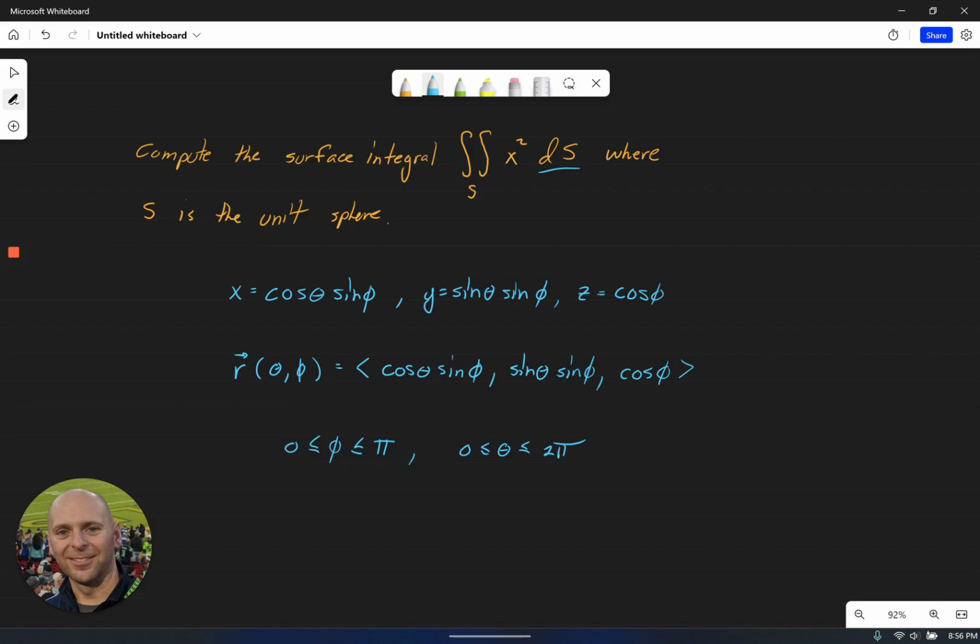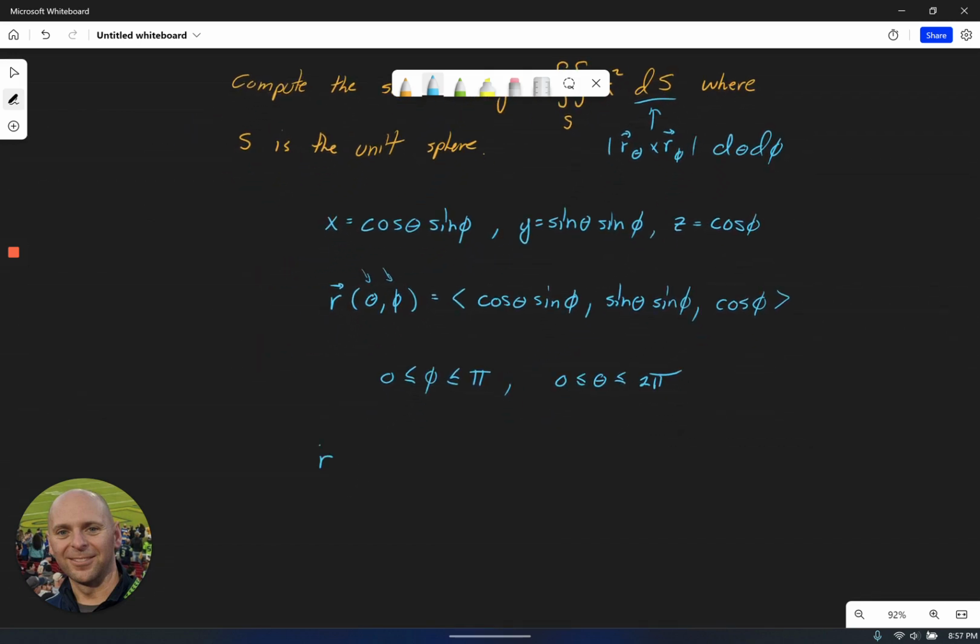So now we've got that. This then allows us to go ahead and compute the dS quantity here. We've got r as a function of theta and phi, so we want to find the partials of r with respect to each of these two variables. So dS in this case is going to look like r sub theta cross r sub phi, and then we take its magnitude, and we're going to multiply that times a d theta d phi, or d phi d theta depending on what our needs are. So let's get those partials.